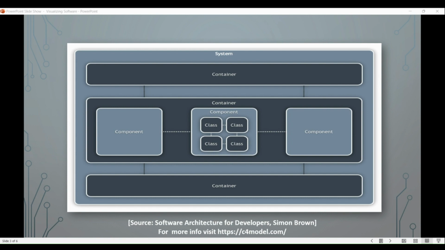The C4 model provides a simple and consistent way to communicate the architecture of a software system to different stakeholders. Those stakeholders could be developers, managers, or clients. It allows for a clear separation of concerns between different levels of abstraction, making it easier to understand and maintain the system over time.